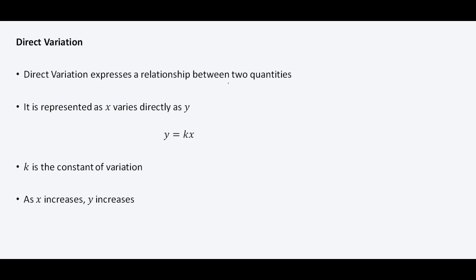So direct variation is just a way to express a relationship between two quantities. We represent it as x varies directly as y, or you can also say y varies directly as x. And we represent it with y equal to kx, where k is the constant of variation. And the important part about direct variation here is that as one quantity increases, the other quantity also increases.